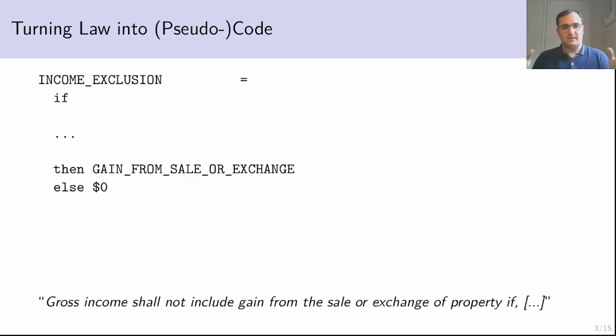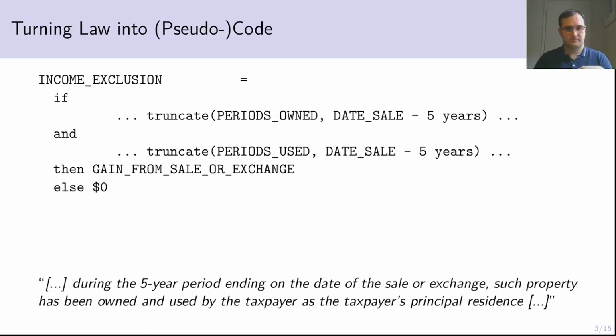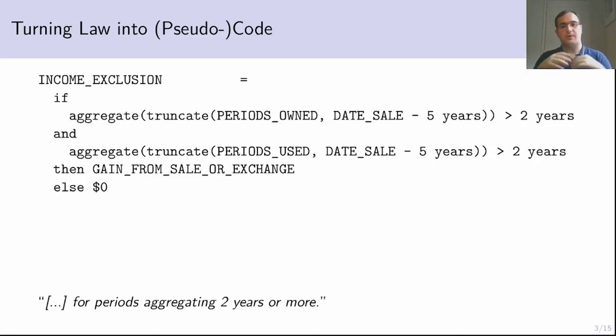So let's take that example and try to turn it into pseudocode and effectively formalize it. We're defining the income exclusion variable, which is defined as 0 in the base case, and then as the gain from a sale or exchange of a property if a certain condition is met. Note the inversion of the base case and exception paradigm with an if-then-else here. This condition is actually quite complex and involves computations on periods of ownership and periods of usage, which have to be truncated 5 years before the date of the sale, and then we're going to aggregate them and compare them to a 2 years ratio.